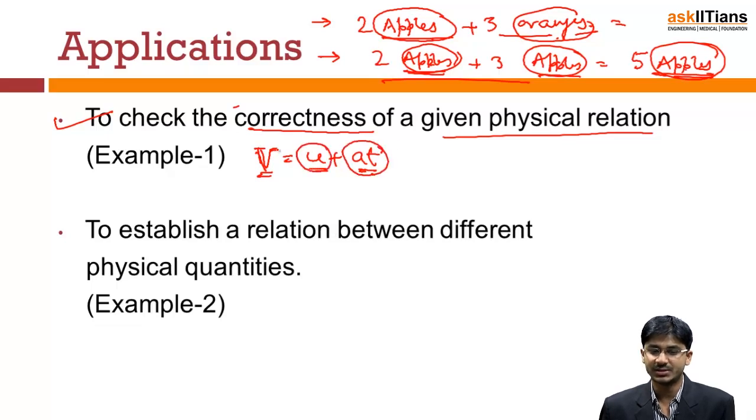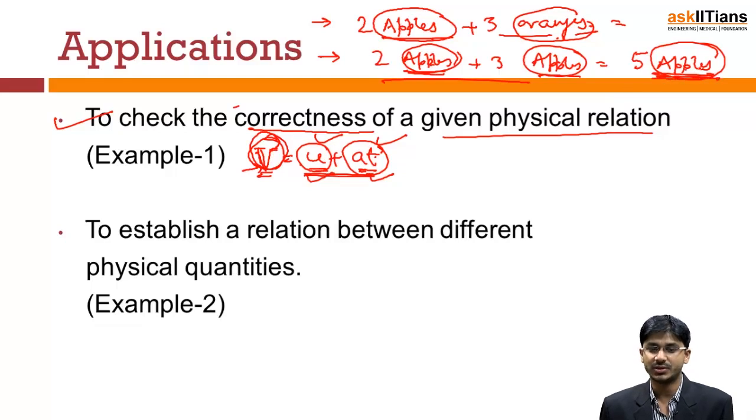If you see this, V is final velocity, U is initial velocity, this is AT. Now this term is added with this term and this is equal to this term. As we know, any addition that may happen must have the same units, or you can call it dimension. We saw dimension is nothing but we gave the symbols and then wrote the unit in terms of dimensions. So all of these must have the same unit, then only this relation is correct.